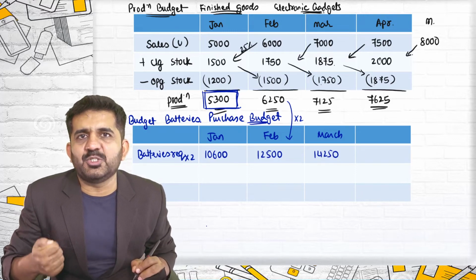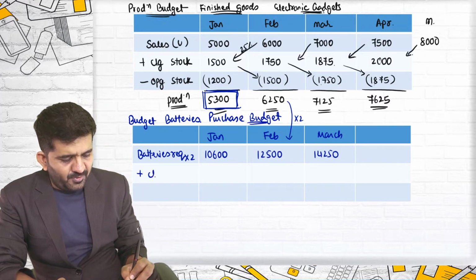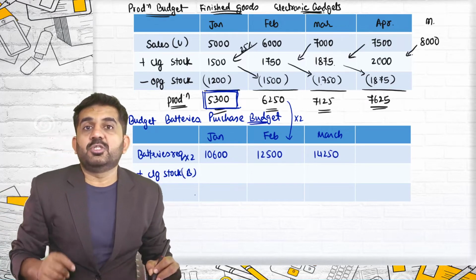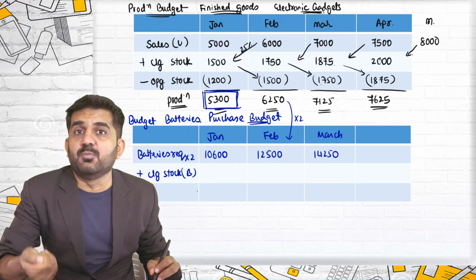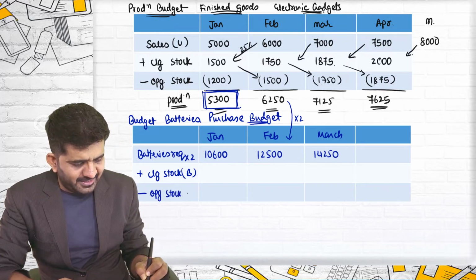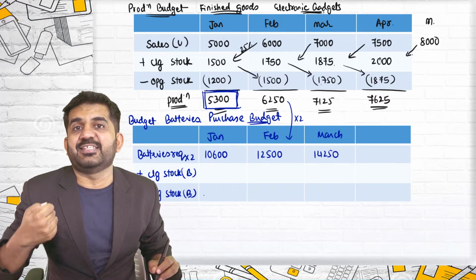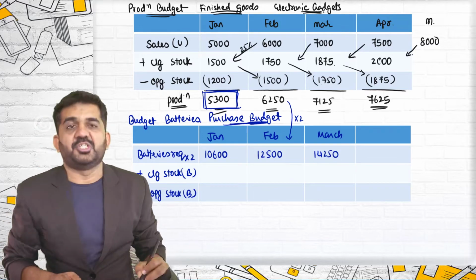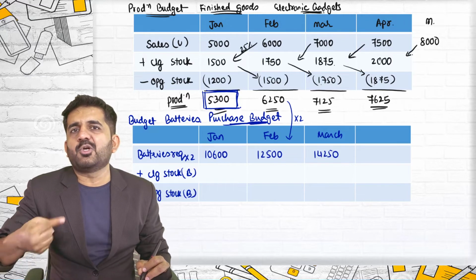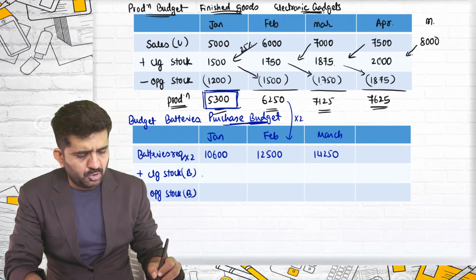This many batteries will be required in Jan, Feb and March. But there will be closing stock of batteries also, so that many batteries I will have to purchase more. Minus, there will be opening stock of batteries, so this many batteries I will have to purchase less. This is known as the purchase budget. Your consumption required for raw material plus closing minus opening will be your purchase figure. This much raw material you will have to purchase.